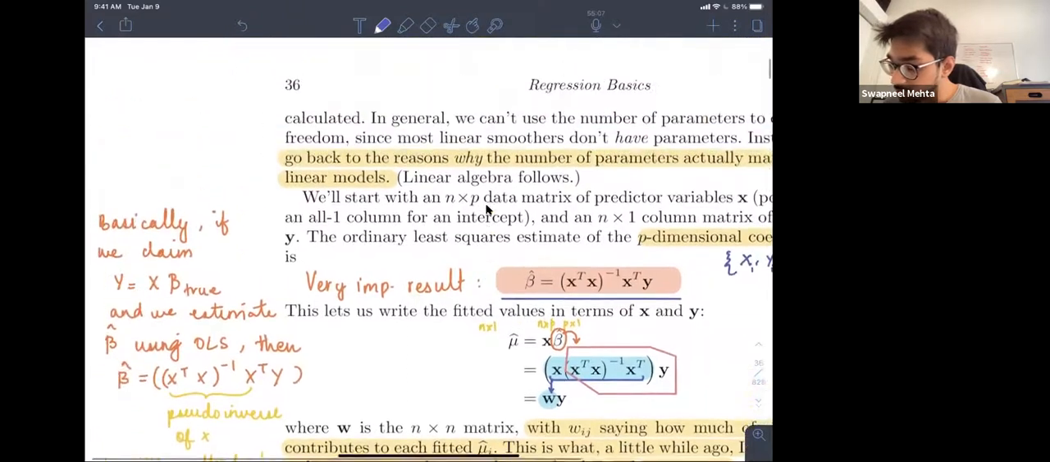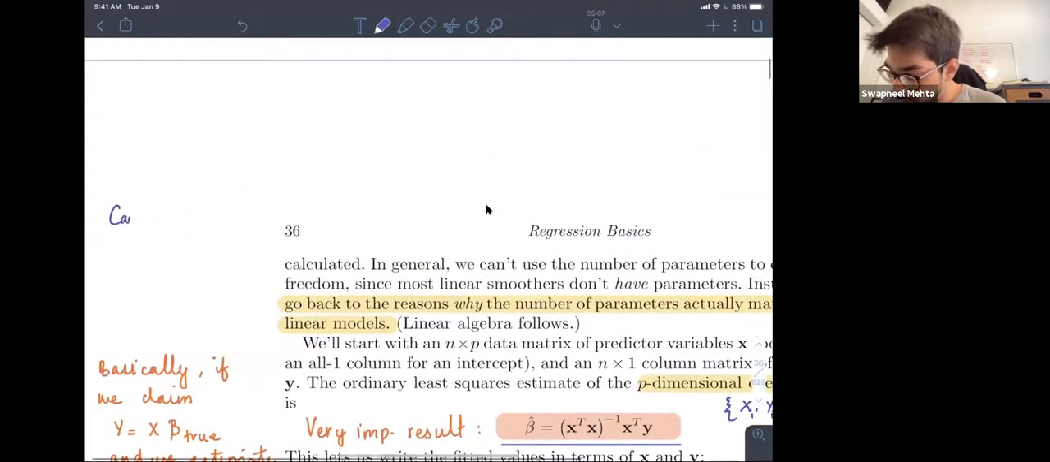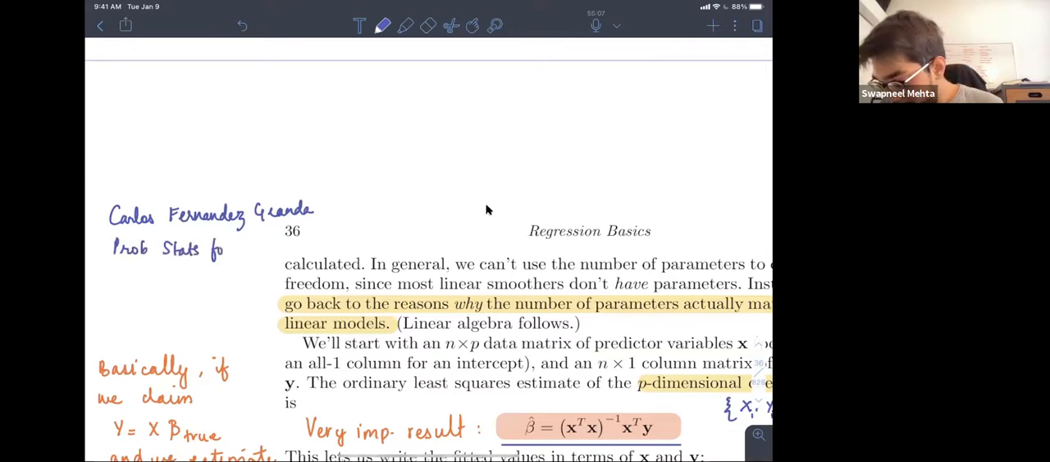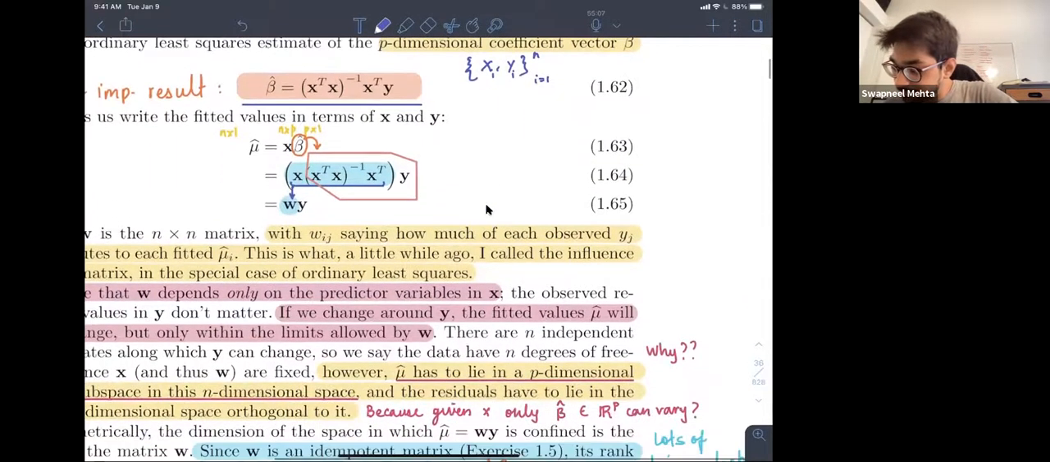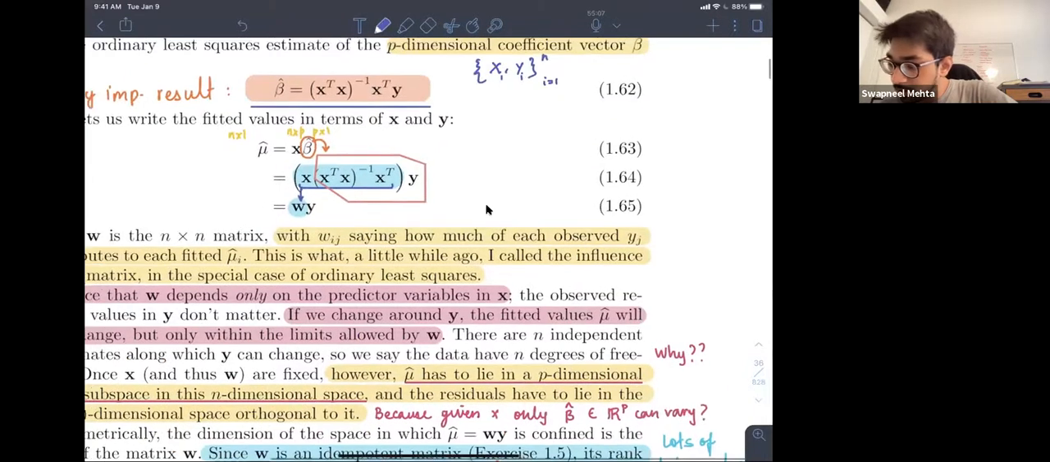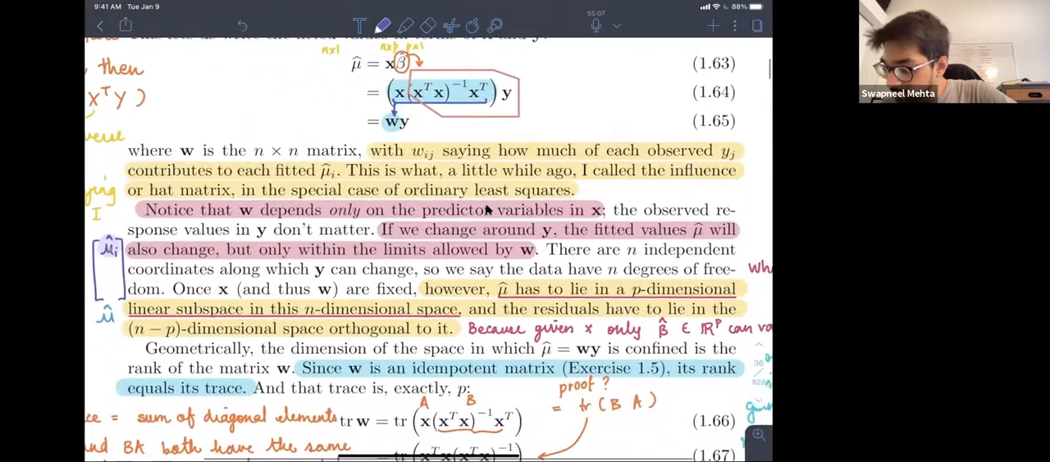If it's not clear, and I've mentioned this before, Carlos Fernandez-Granda has some very nice notes. It's called Probability and Statistics for Data Science. It's available for free on his website. Please look it up and read those notes if you want to see how you got the solution exactly. But I'm not going to go into those details right now.